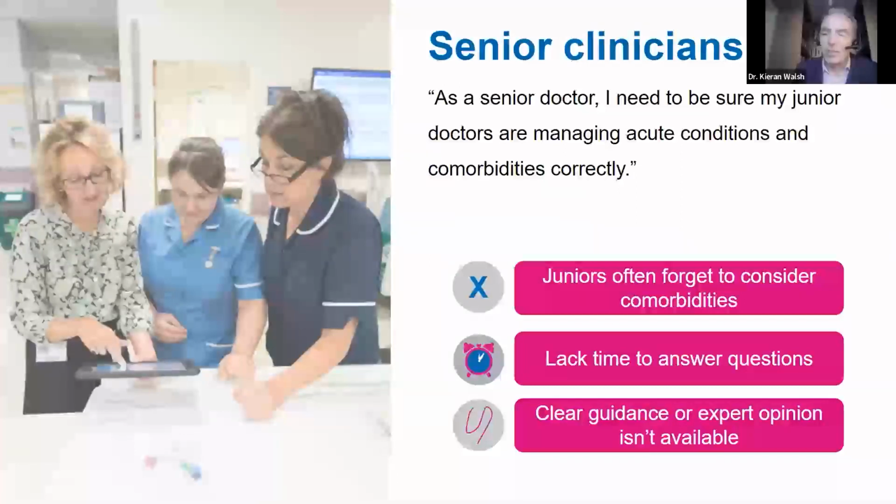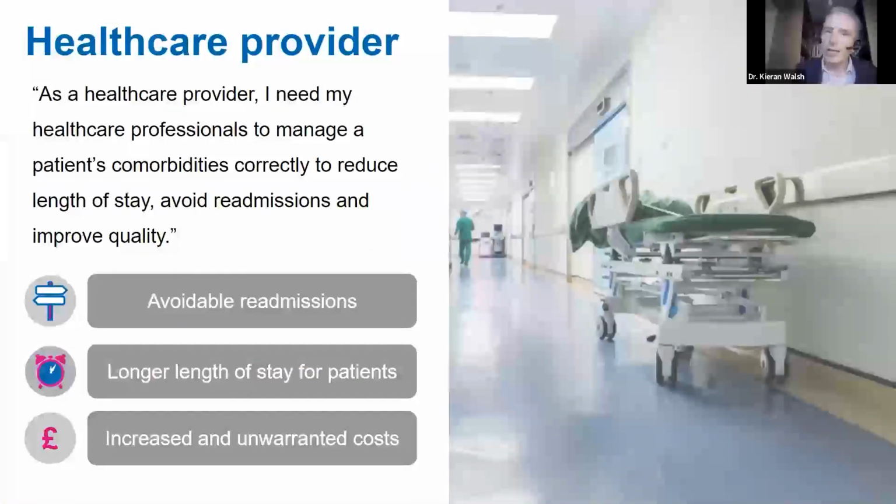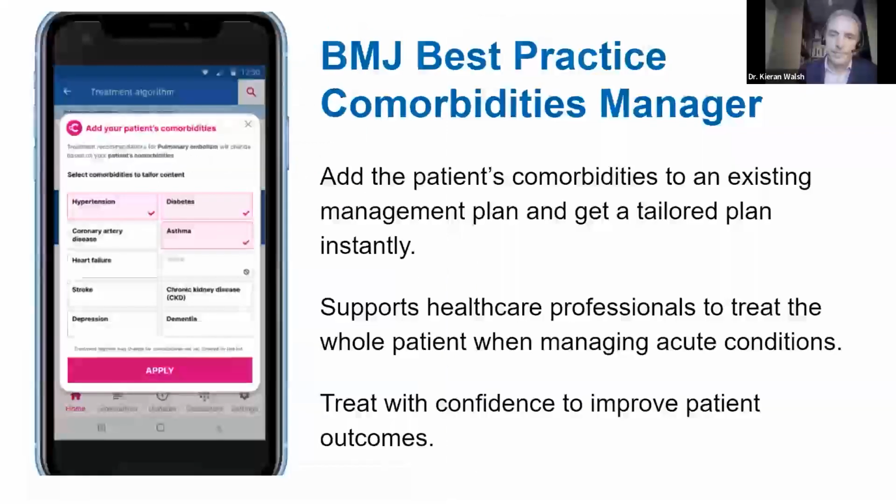We also spoke to senior clinicians, and senior clinicians are worried about junior clinicians, and also healthcare providers and hospitals who were worried about junior clinicians, senior clinicians, and also quality of care and cost. And underneath cost is length of stay and readmissions. So in light of all this, about 18 months ago now, we launched the BMJ Best Practice Comorbidities Manager. It is an add-on to our clinical decision support tool, BMJ Best Practice, and it advises how to manage patients with multiple conditions. And how it works is you add a patient's comorbidities to an existing management plan, and then you get a tailored or personalized plan. And thus, it helps healthcare professionals in providing all-important holistic care.